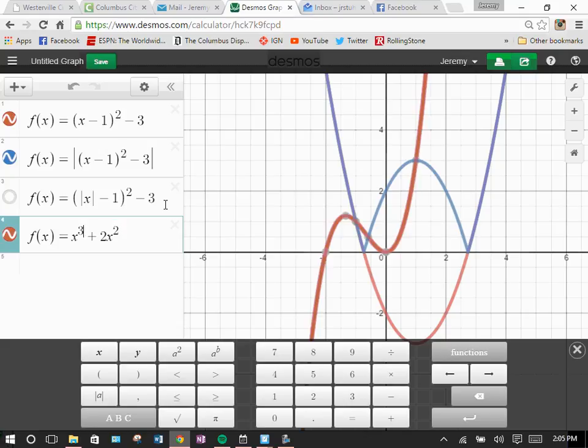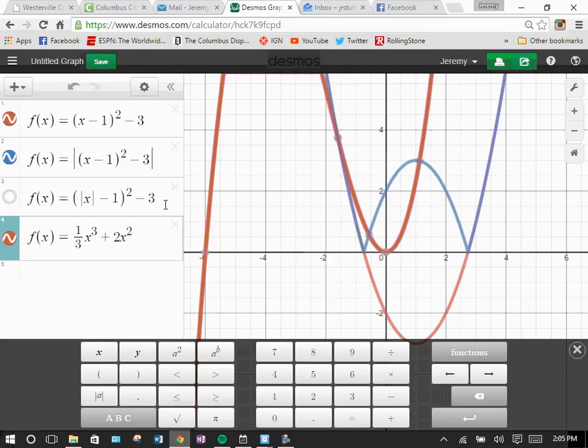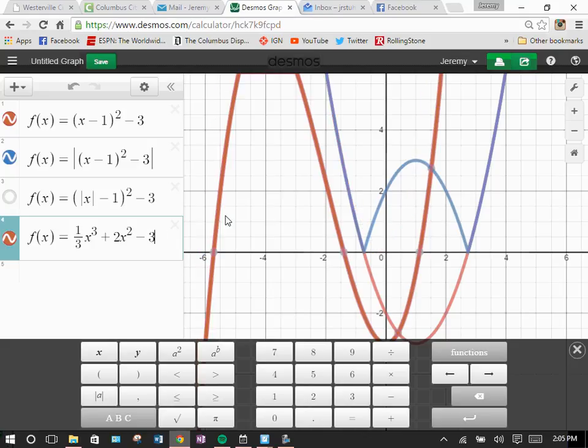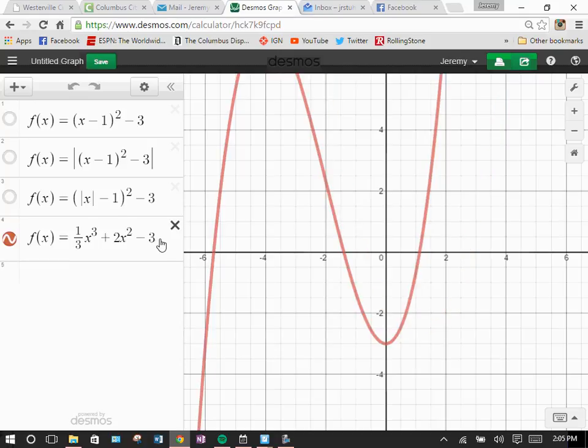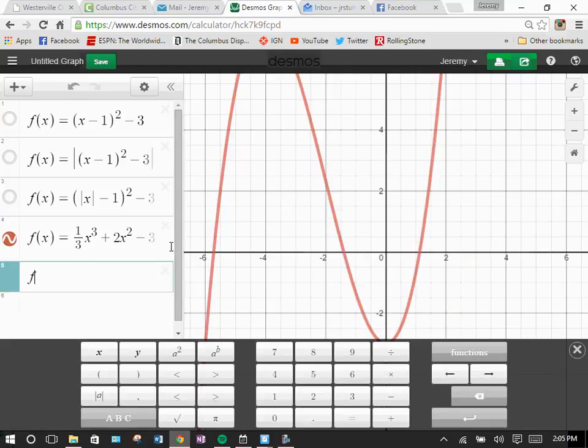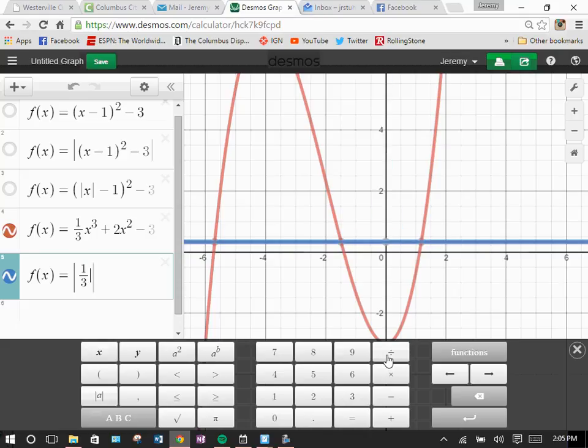Let's stretch this out some. Say 1/3. All right, there we go. And we're just going to take this and let's move it down 3. I'm going to just make these go away. f of x is equal to, now I'm going to just make this the absolute value. Absolute value of 1/3 x to the third plus 2x squared minus 3.